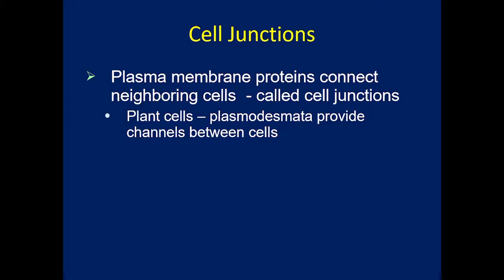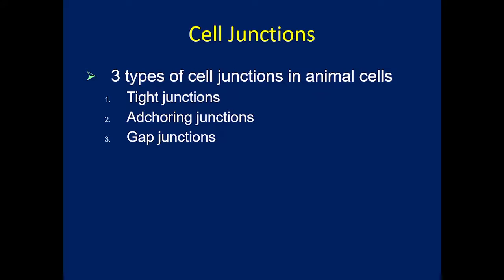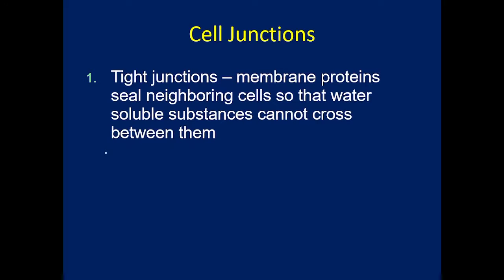Cell junctions are also an important part of the cell. Plasma membrane proteins connect neighboring cells; that's also called cell junctions. In plant cells, plasmodesmata provide channels between cells. There are three important types of cell junctions in animal cells: tight junctions, occurring junctions, gap junctions.